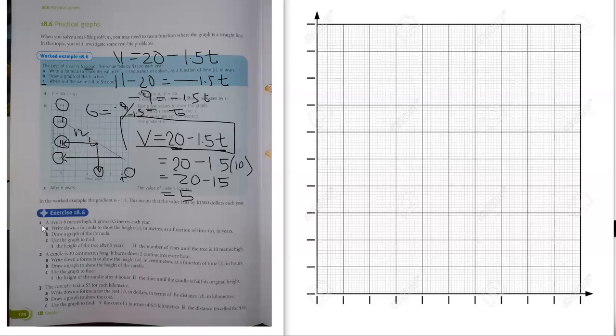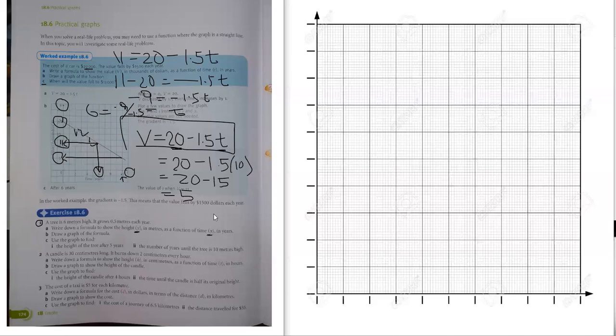Okay, question 1. A tree is 6 meters high. So originally it's 6 meters. It grows 0.5 meter per year. Every year it grows 0.5. So I want you to write down to show the height, which is represented by Y right now, and then with the time.